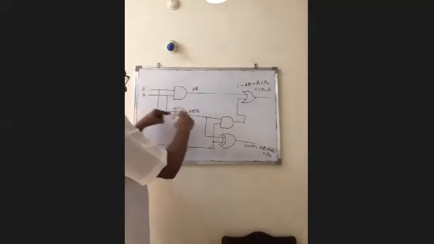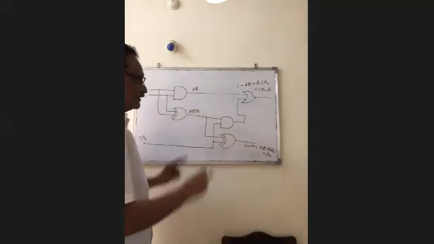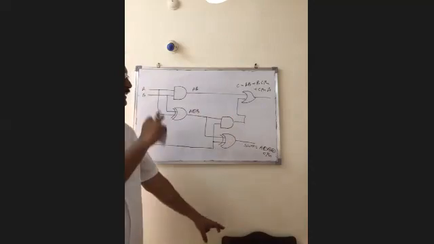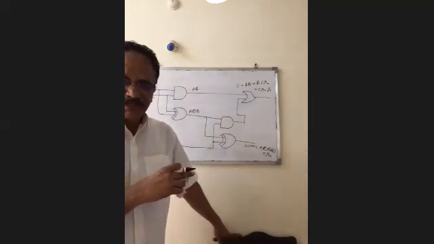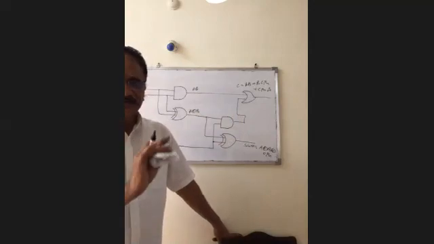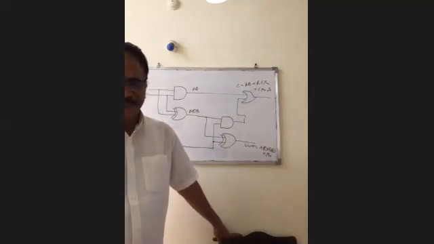This is the one half adder. This is the second half adder. And it is the realization of full adder by using two half adders. It is same as the block diagram of full adder by using half adders.